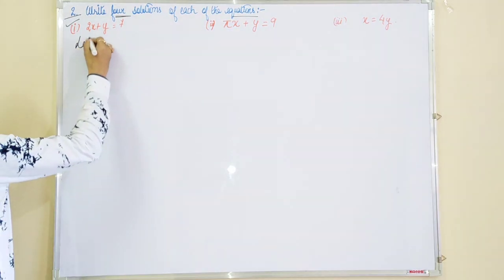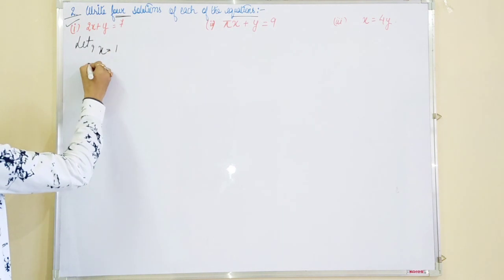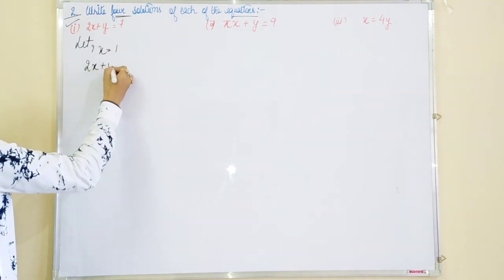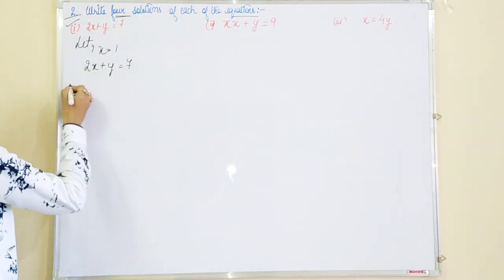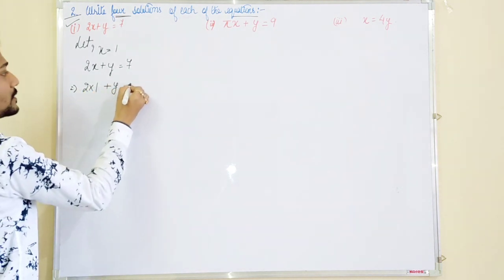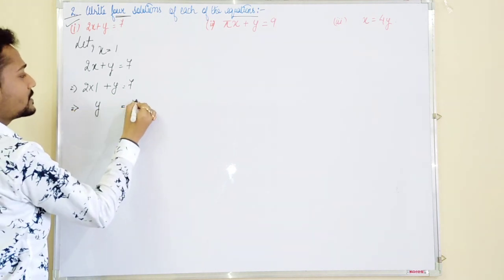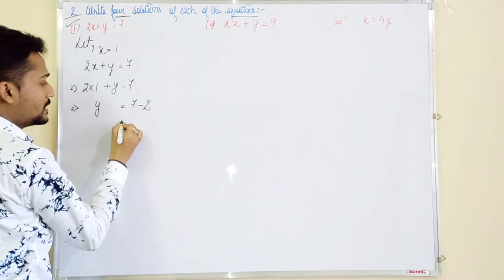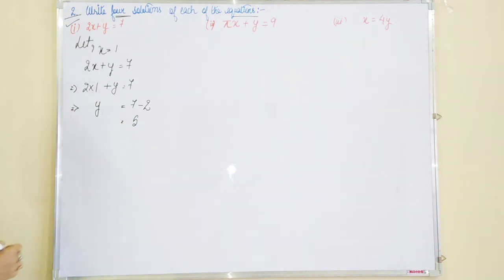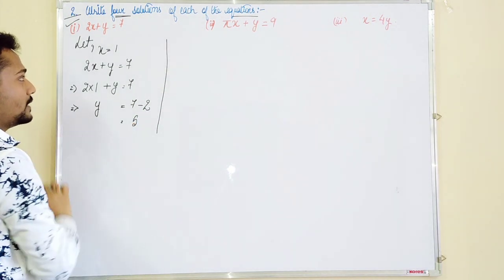So the first equation is 2x plus y is equal to 7. First, what will we take? Let x is equal to 1. If we take x is equal to 1, what will be the value of y? We have to find that. So 2 into 1 plus y is equal to 7, which gives y is equal to 7 minus 2 is equal to 5. Okay. Next, 4 solutions. 1 we have got.